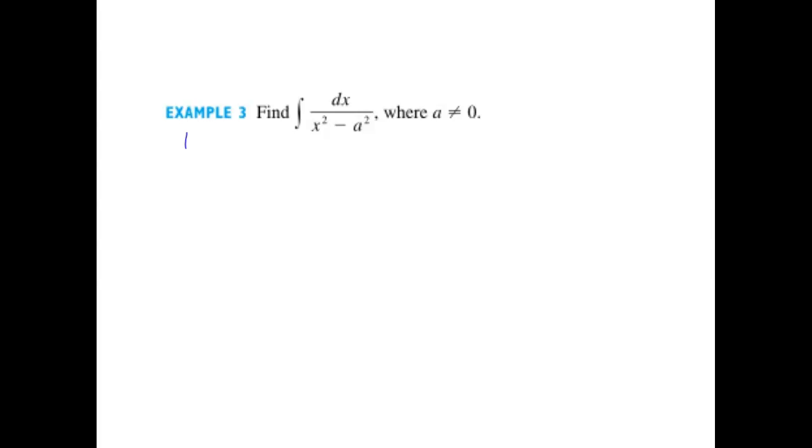So for this one, what we have as our integrand is 1 over x squared minus a squared. You can factor that denominator. It's the difference of two squares, so it's x minus a, x plus a. Again, we have distinct linear factors. Each factor is linear, and they are different from each other. So we want to decompose this into two partial fractions. I'll have a1 over x minus a plus a2 over x plus a.